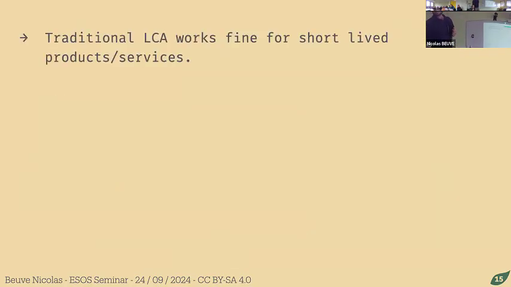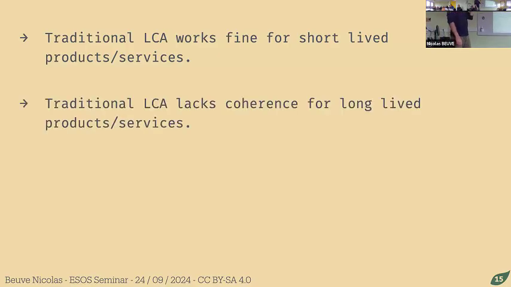So to conclude, traditional LCA works fine for short-lived products. Do not throw it in the bin. It works fine for short-lived products because, compared to 100 years, you're only taking into account a short bit that is exceeding your time window. So it's not a big deal, the error is very small. But for long-lived products, it lacks coherence because you're taking into account some things for one emission and not other things from other emissions that are occurring at the same time.